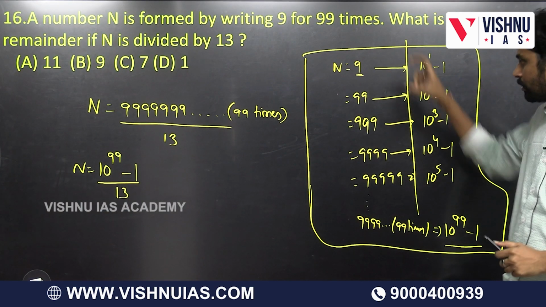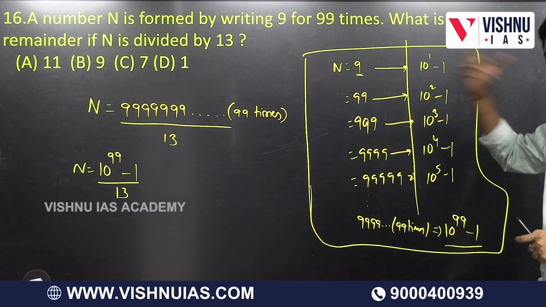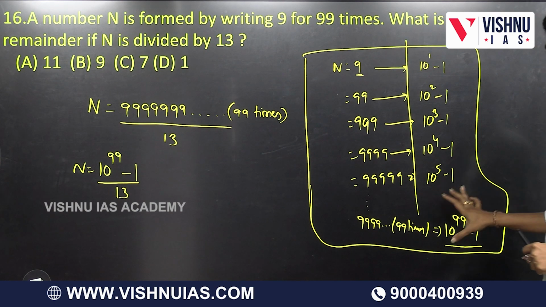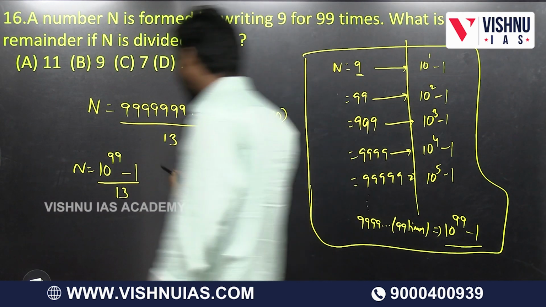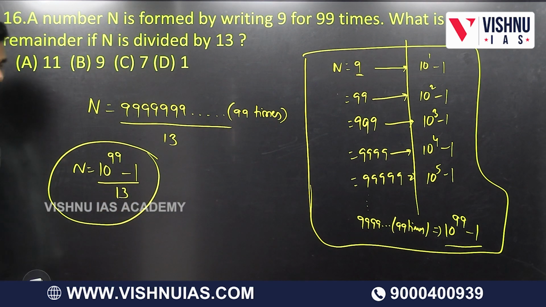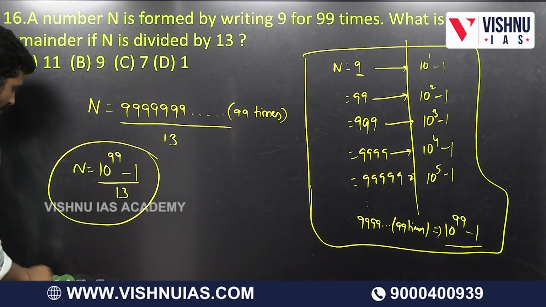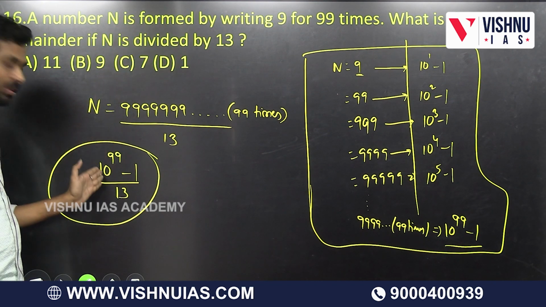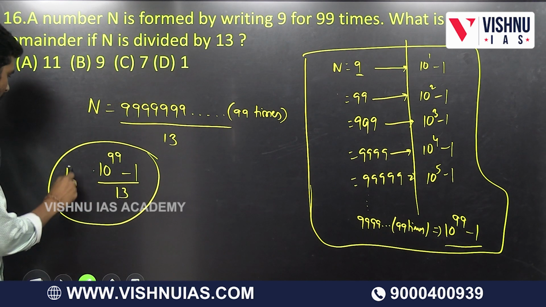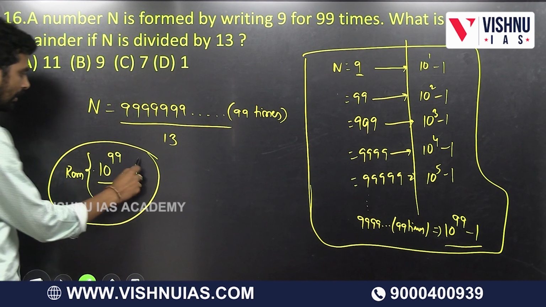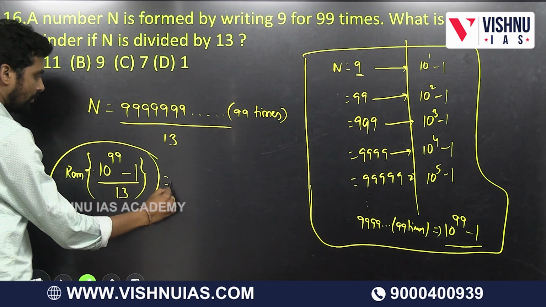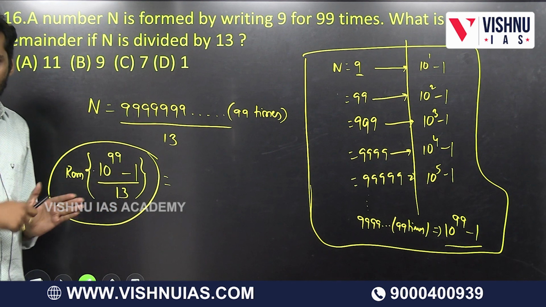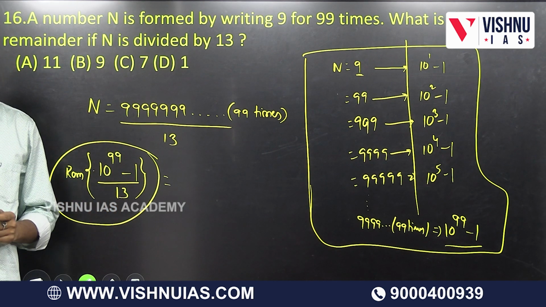So what you need to do is, if you see numbers where 9s are repeated a number of times, the immediate thing is to write the number in this way. Now the expression becomes 10 power 99 minus 1 by 13, and we need to find the remainder. N is divided by 13, so we need to find the remainder of 10 power 99 minus 1 by 13. And the immediate next step: when there is more than one term in the numerator, when finding the remainder, you know that the remainder of a plus b plus c by n means what?